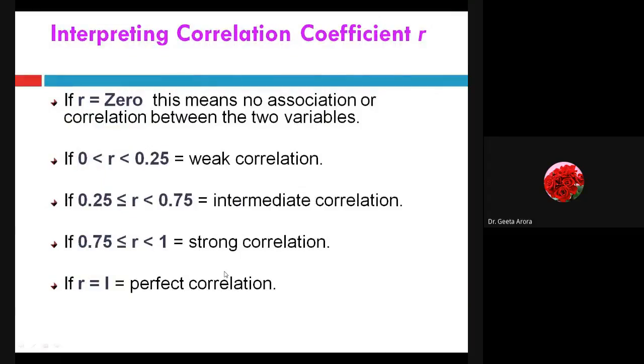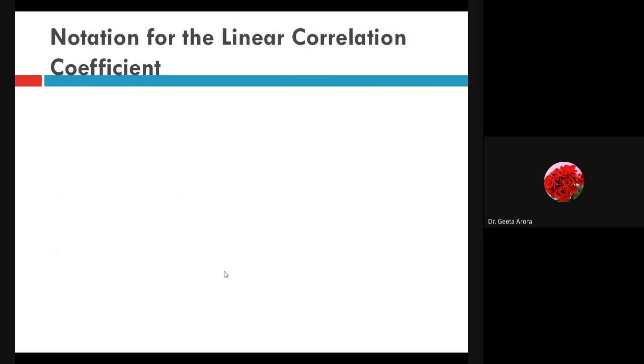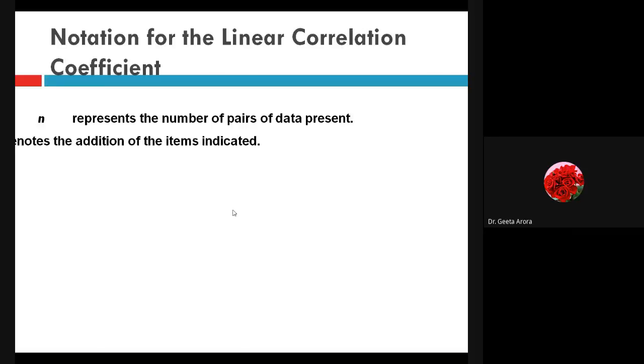So in continuation of the last lecture, where we have learned what the correlation coefficient is and how to interpret it, we are going to see the notations we will use for the calculation of the linear correlation coefficient, represented by r. Till now we have learned that whenever n is coming, it represents the sample, or how many data values are there. So here also we will take n to represent the number of pairs of data present.